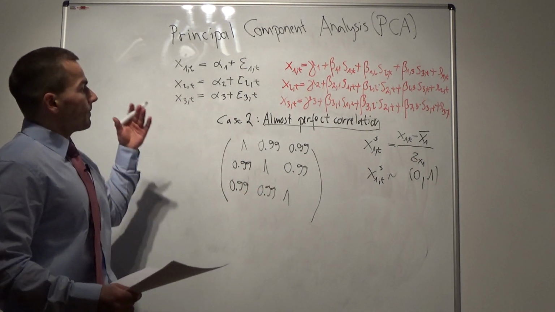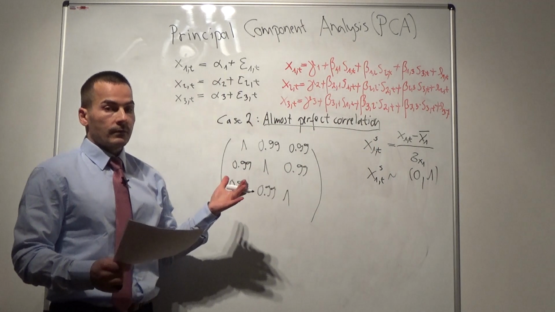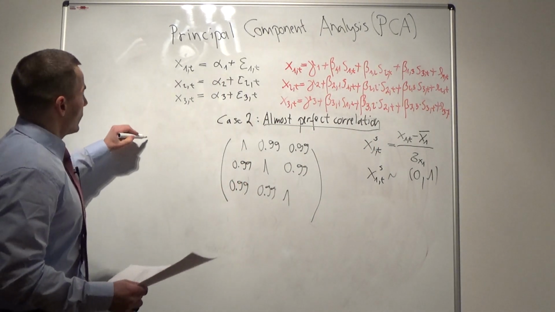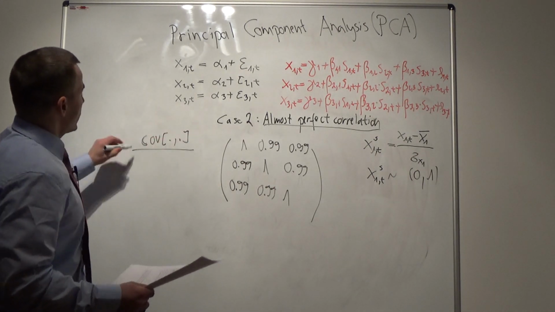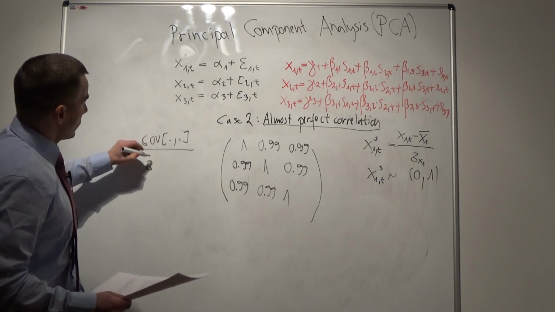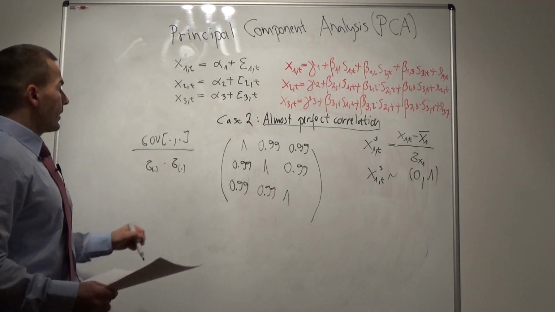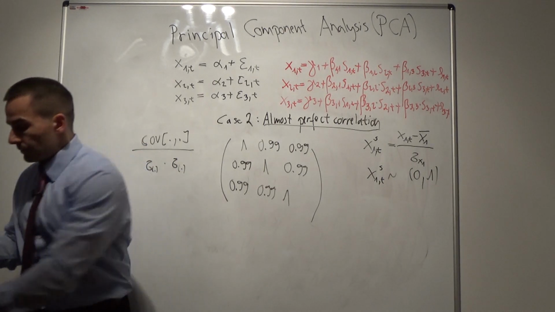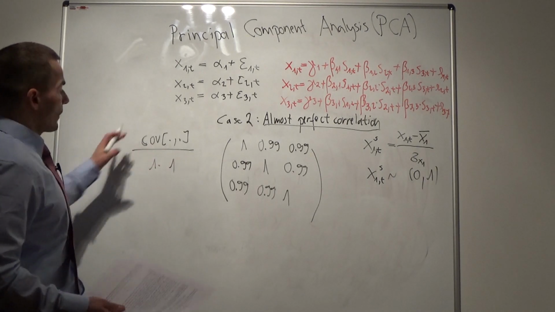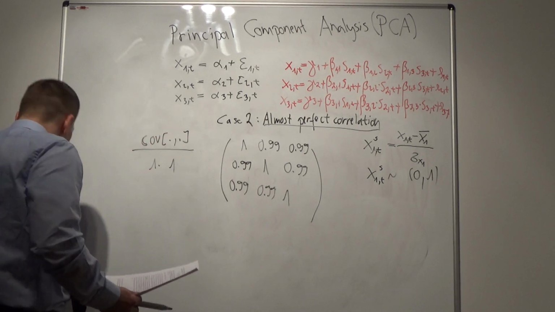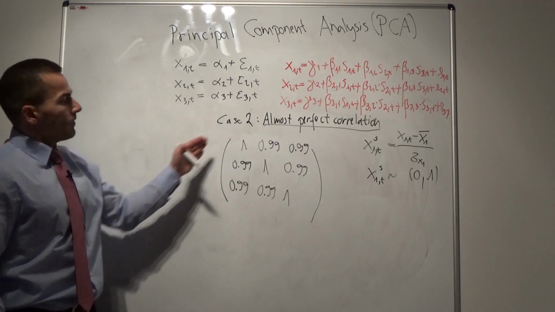So obviously, if we use the standardization, the covariance and the correlation are the same, because the correlation is nothing else but the covariance of two variables divided by the standard deviation of the first variable times the standard deviation of the second variable. Given that the standard deviation is 1 and 1, we see that the correlation breaks down to the covariance. So again, almost perfect correlation implies that the covariance matrix looks like that.